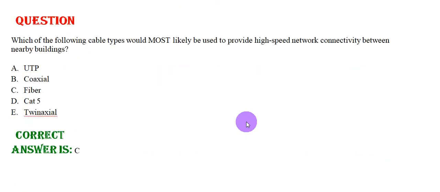Which of the following cable types would most likely be used to provide high-speed network connectivity between nearby buildings? Option A, UTP. Option B, coaxial. Option C, fiber. Option D, Cat5. And option E, twinaxial. The correct answer is option C.